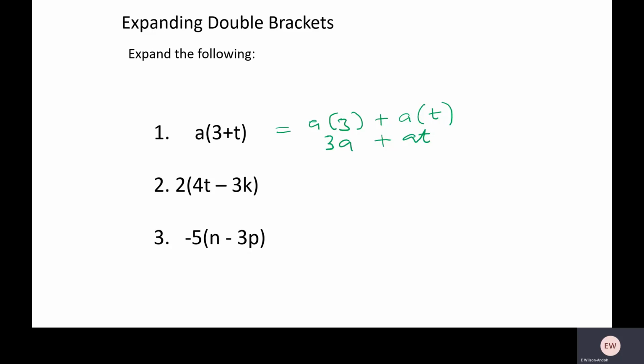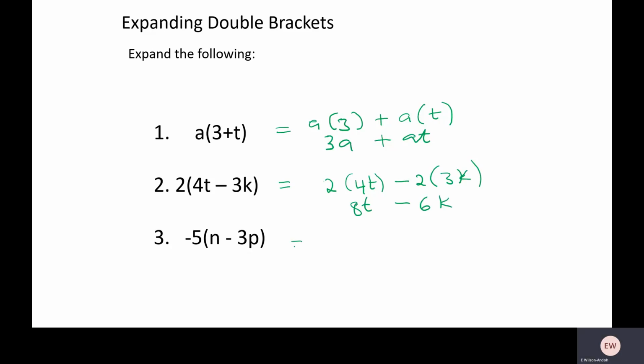So we've expanded the bracket. In the second question, we have 2 multiplying 4T minus 2 times 3K. Always check your signs. So this will give us 8T minus 6K.